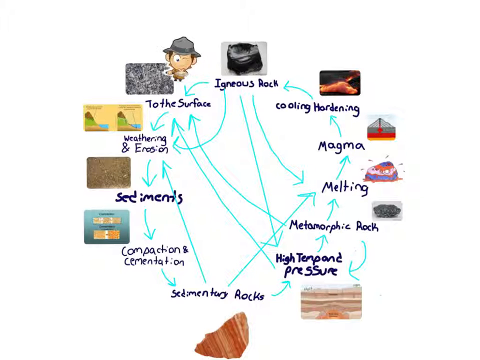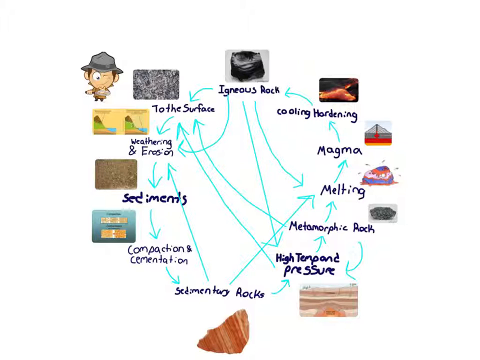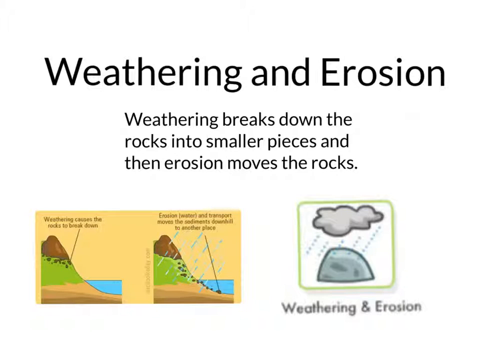Next, Fred is going to travel to the surface, where the igneous rock is brought to the surface of the earth. Fred is now going to travel to weathering and erosion. Weathering breaks down the rocks into smaller pieces, and then erosion moves the rocks.